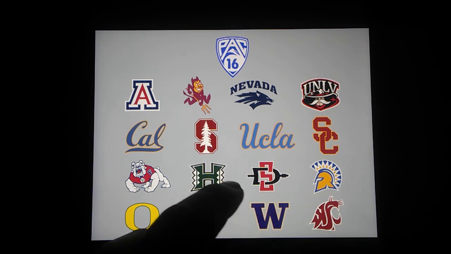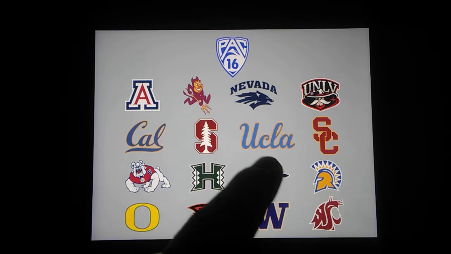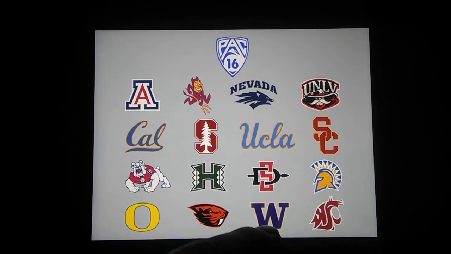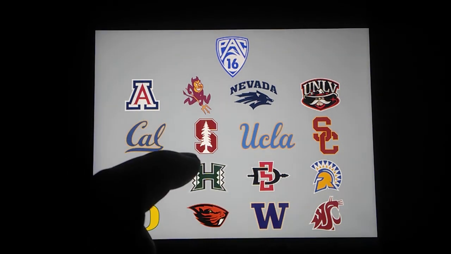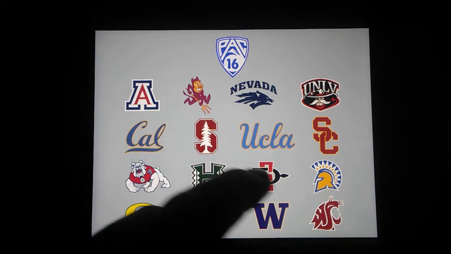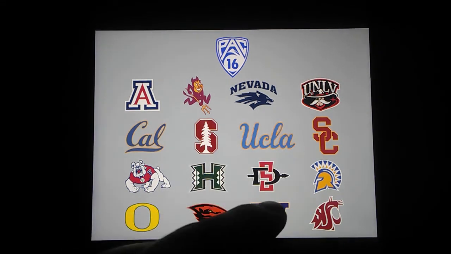Over here, a rival will be Hawaii and San Diego State, and then they'll play Oregon, Oregon State, and then in year two it'll be UCLA, USC, Fresno State, San Jose State, and Washington State. And then that will change. So every other year they play Cal and Stanford, and every other year they play the others. You know what I mean?